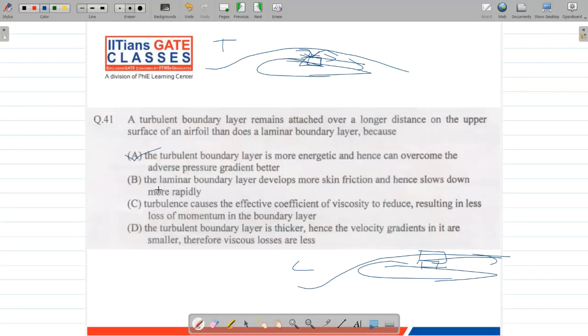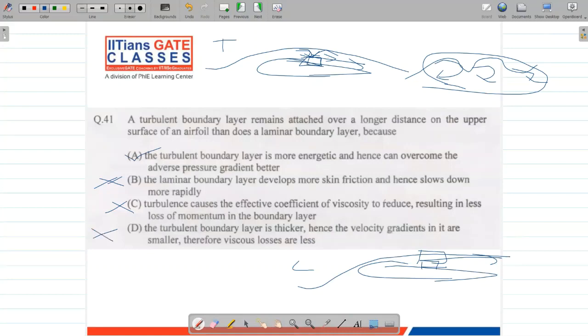And let's look at the wrong options as well. The laminar boundary layer develops more skin friction. Not really. It's the turbulent boundary layer that will develop more skin friction, because in turbulence you have these eddy structures over which your flow has to go. So this acts like an apparent skin friction effect. The turbulence causes the effective coefficient of viscosity to reduce. Actually, turbulence causes the effective viscosity to increase. For that matter, and the turbulent boundary layer is thicker.